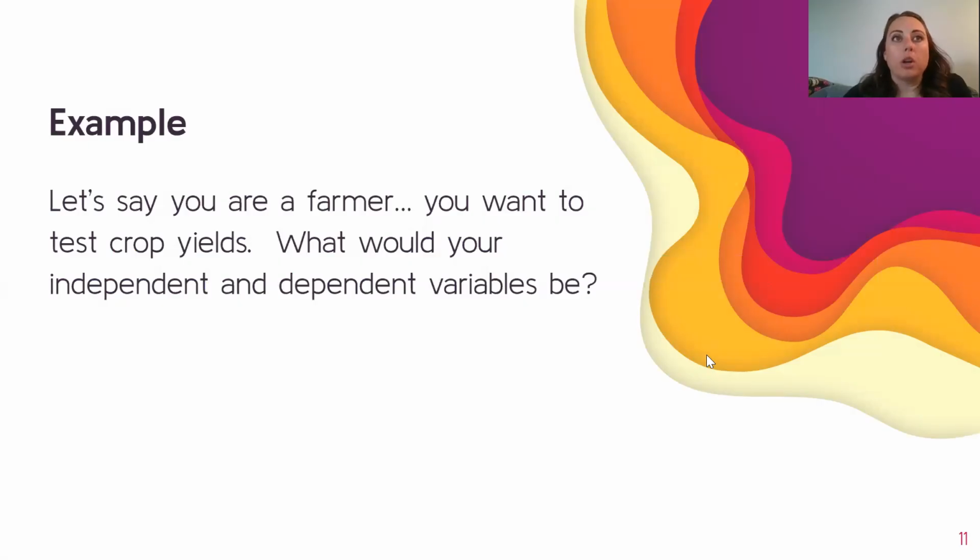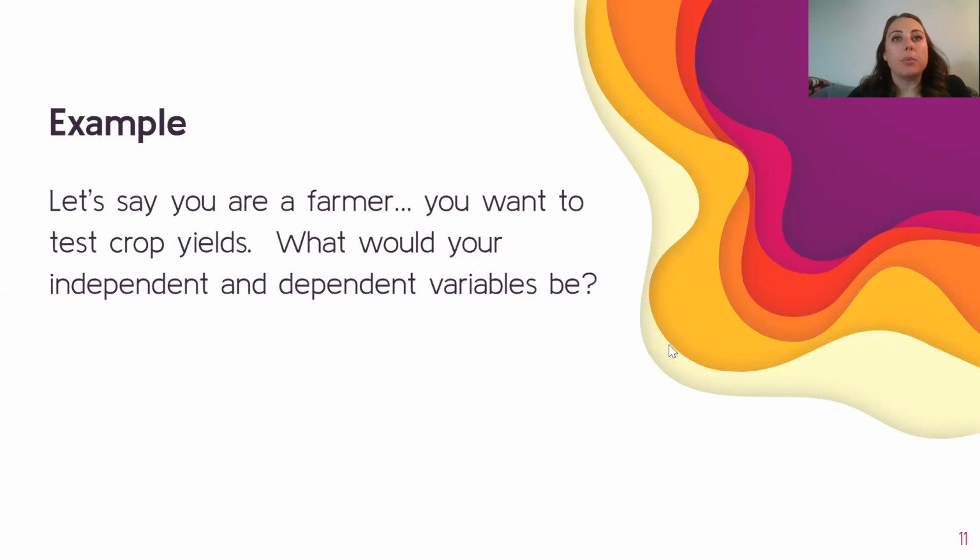So let's say you're a farmer and you want to test your crop yields. You want to test how much your plants are giving off. What would be your independent variable and your dependent variable? I'm going to give you a moment to pause this video, write in your box what's the independent variable, what's the dependent variable, then press play when you're ready to hear the answers. Okay, so my levels of independent variable would be crops grown with pesticides and fertilizer. That's what I'm changing, exposure to pesticides and fertilizers. And then my dependent variable would be how much the crop yield either increases or decreases.